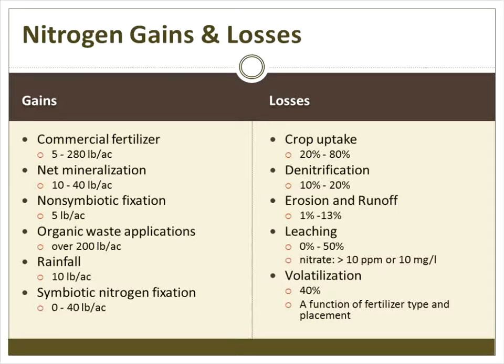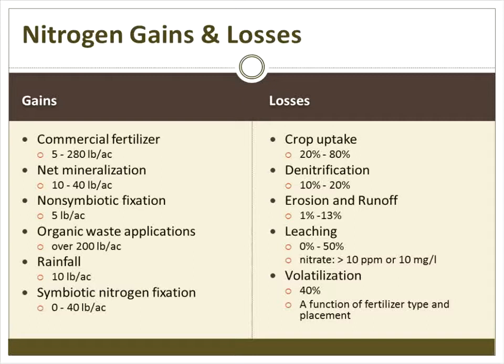Last but not least, in some places they measure upwards of 40% volatilization. This depends somewhat on the fertilizer type that you're using and the placement. If you're using animal waste in North Carolina, you can get up to this 40% loss, although with commercial fertilizers we tend not to have nearly 40% loss of volatilization. This tends to be closer to maybe 1 or 2%.